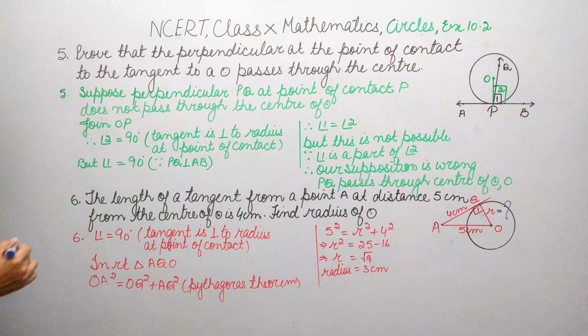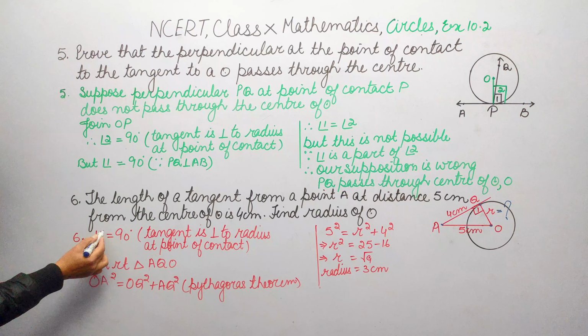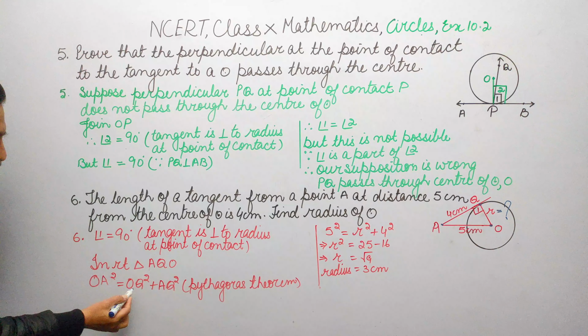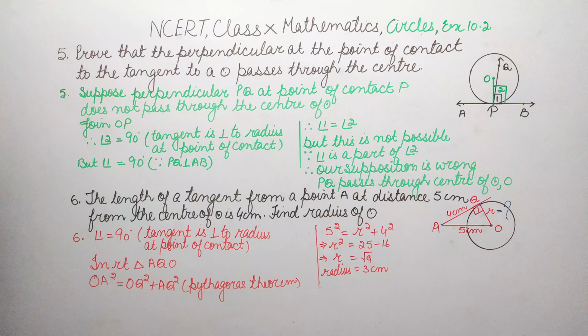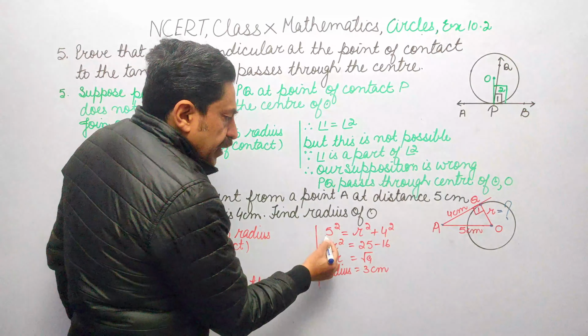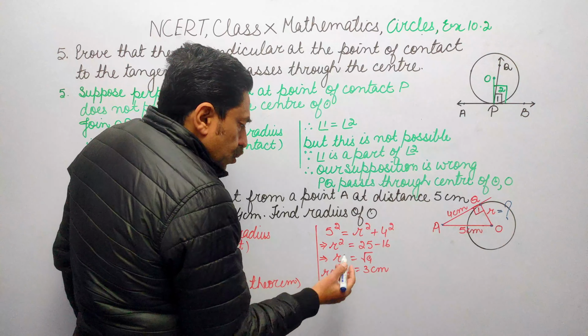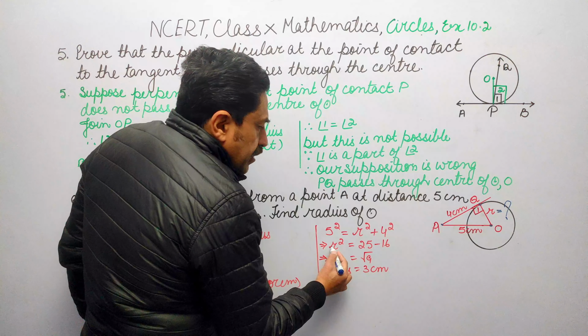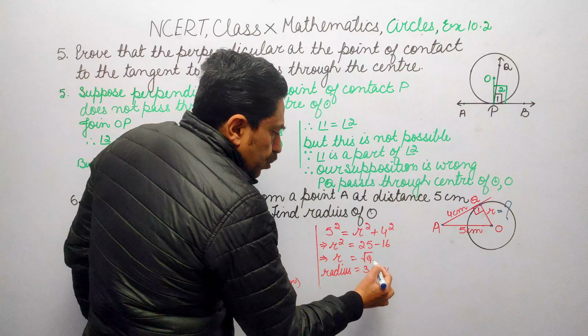at the point of contact. Now what about triangle AQO? It is a right triangle because one angle is 90. So OA square is equal to OQ square plus AQ square by the Pythagoras theorem. We put the values. 5 square is equal to R square plus 4 square. So transposing, R square is equal to 25 minus 16, or R is equal to 3 centimeters.